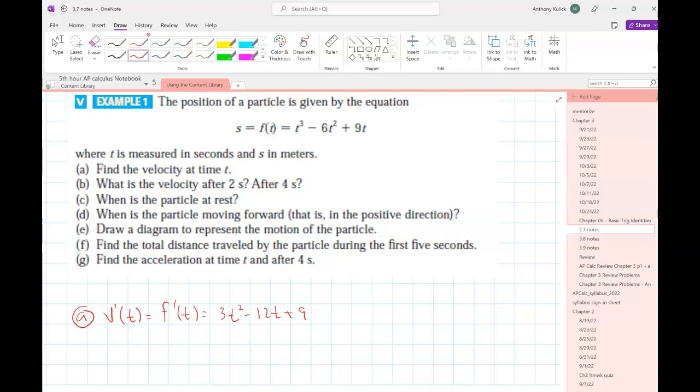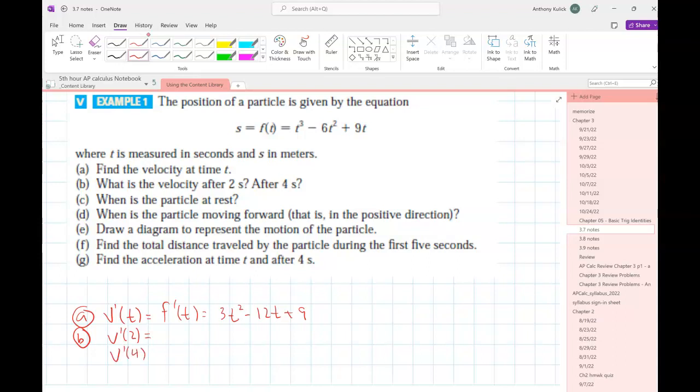There we go. Done. Really easy, just power rule derivative, right? Part B asks, what is the velocity after 2 seconds and after 4 seconds? What would I be doing there?